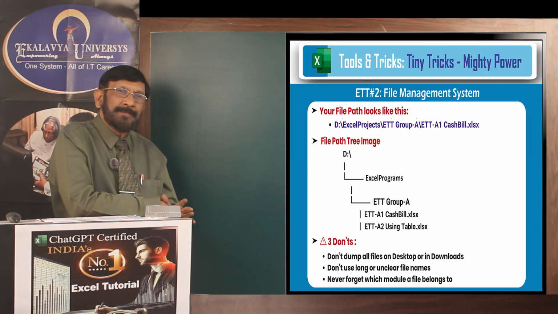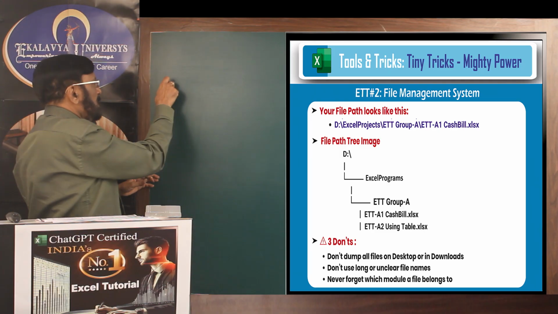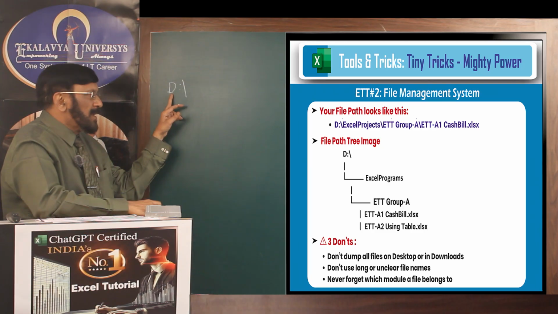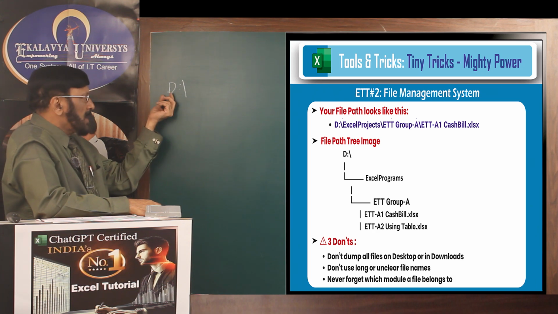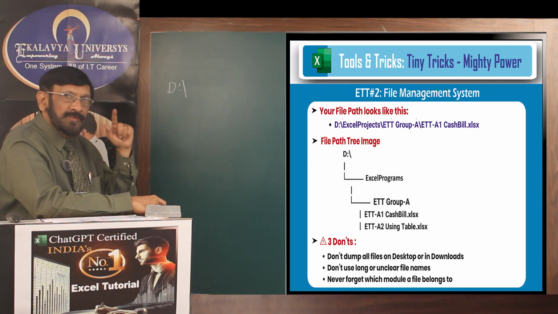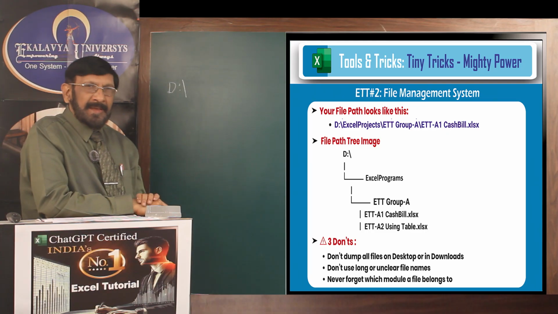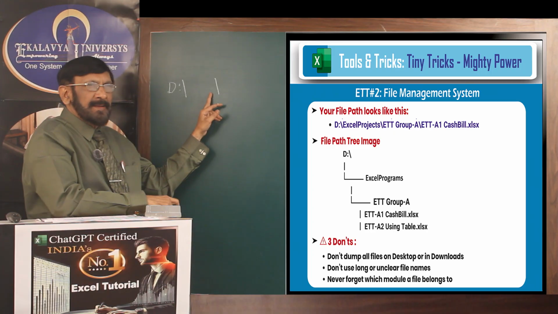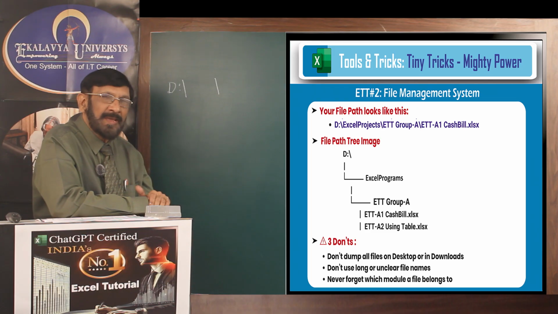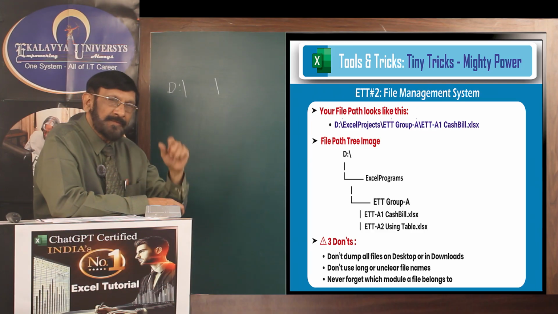For the sake of completion, I have to explain about file path. Now we see, this is the drive, how it should be represented. You don't have any choice. In order to represent it, you have to use D drive in capital letter. Thereafter, one colon, slash, you should not use backslash. Many people are confused. So, this represents a drive. Thereafter, Excel project. Every time, this is the separator. Group A, ETT A, and cash bill, etc. This is the file path. Simply saying, from the file path you should understand where the particular file is located.